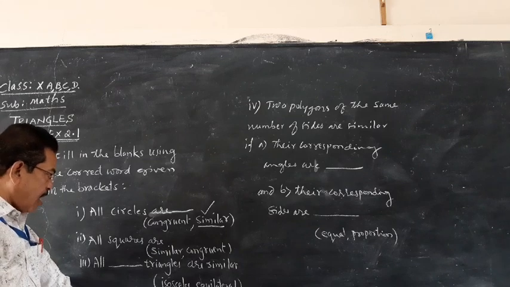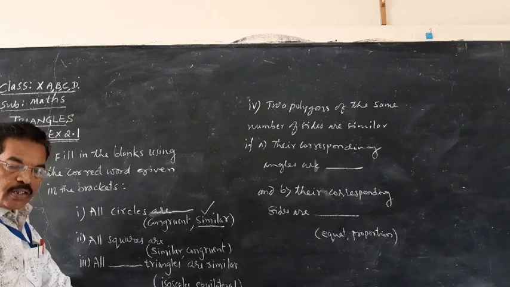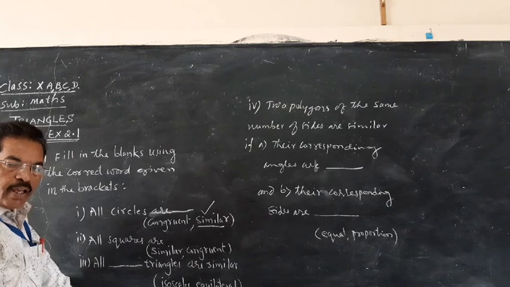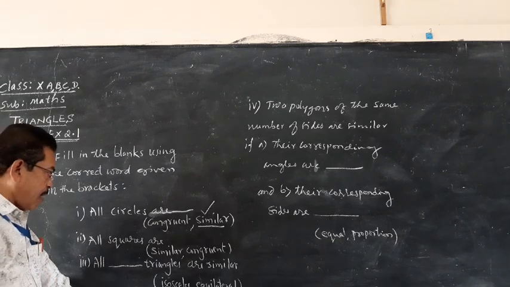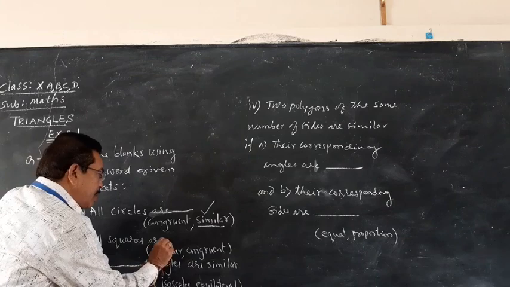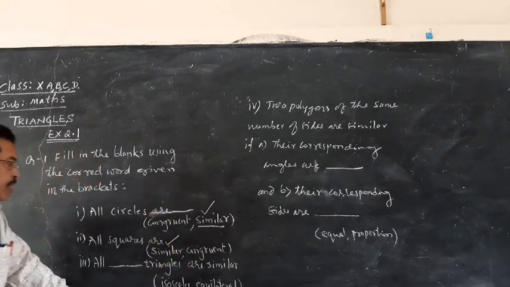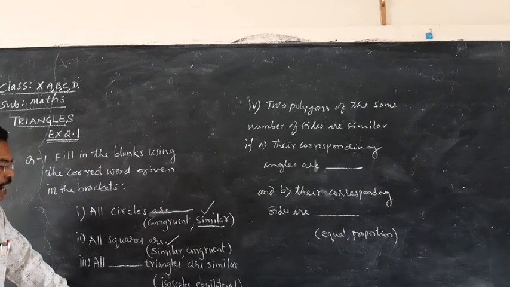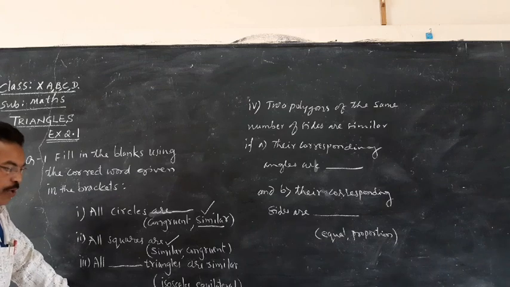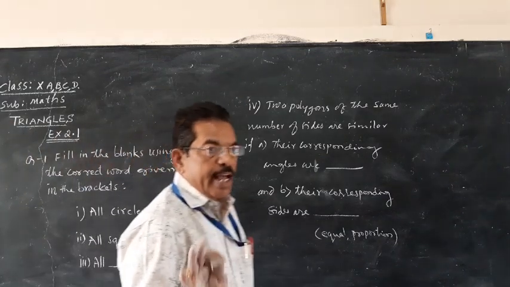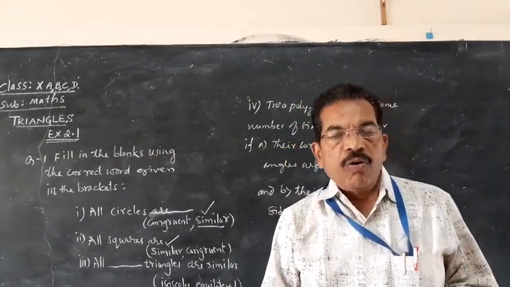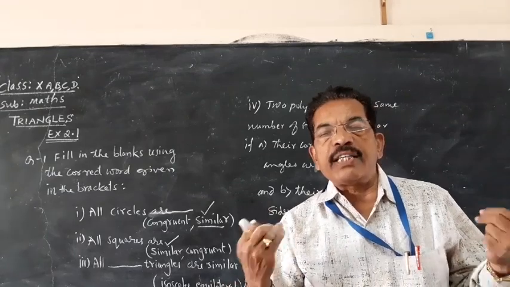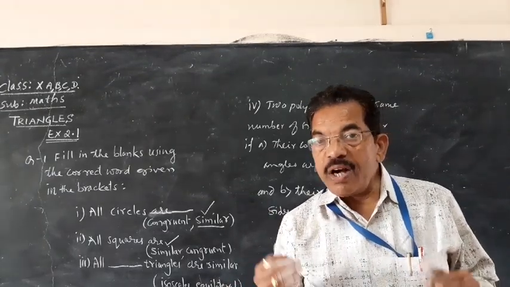Then all squares are not congruent, because they may have different lengths, different sizes. So all squares are similar. Then the third question, all triangles are similar. They have given us two words, isosceles. Suppose we consider an isosceles triangle, and let us think that two sides are equal. Then what about the third side?